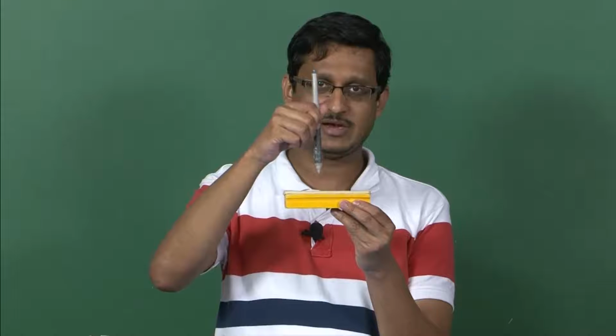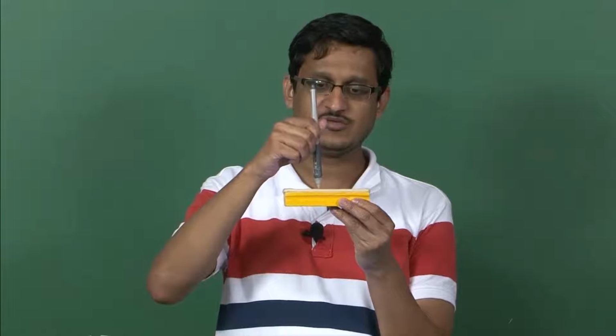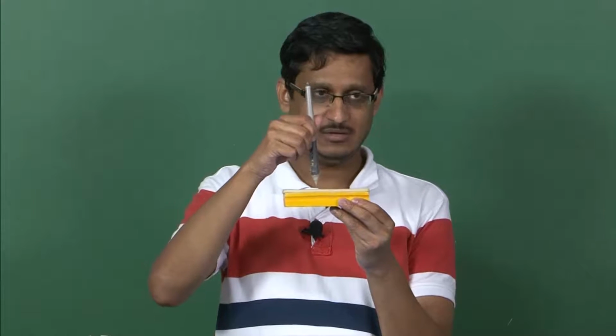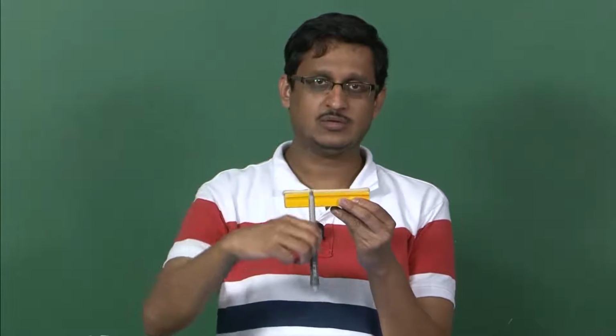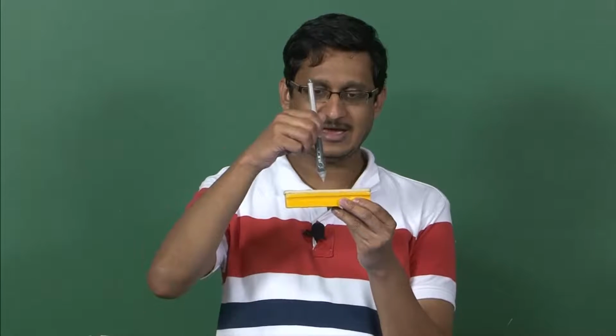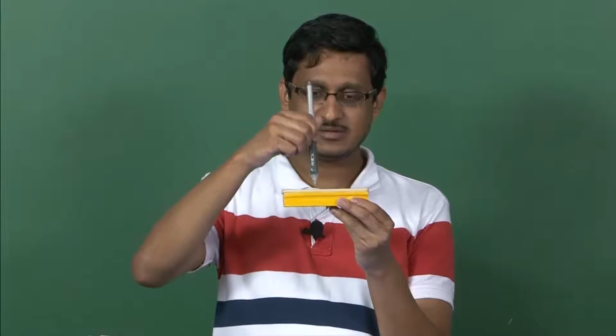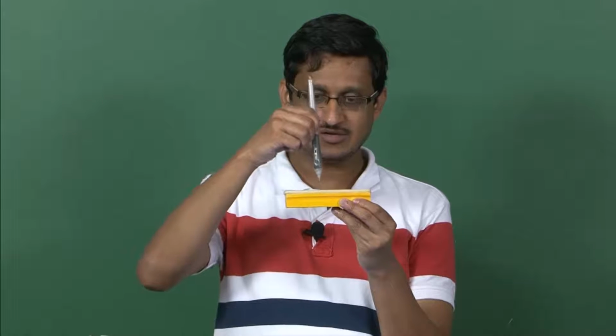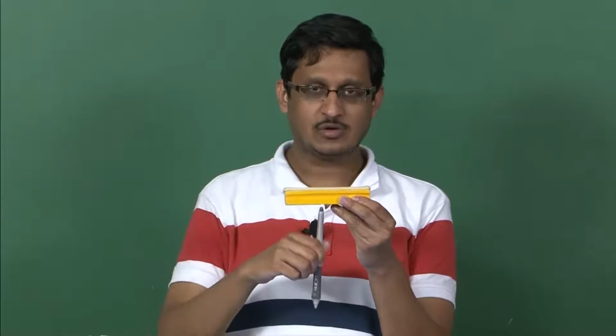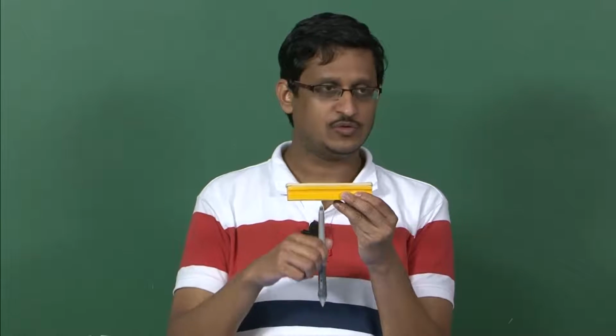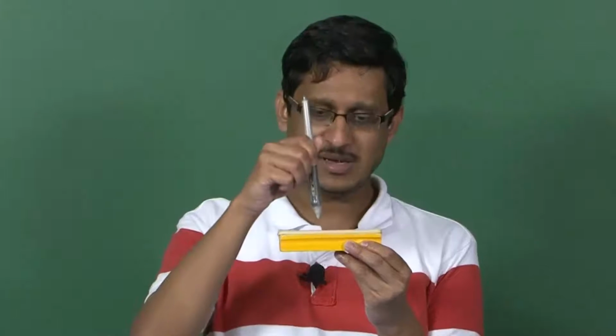My incident beta vector, which is incident on this, is parallel to the normal to the interface. So the angle between this incident propagation vector and the normal to the interface is equal to 0. This is called normal incidence.